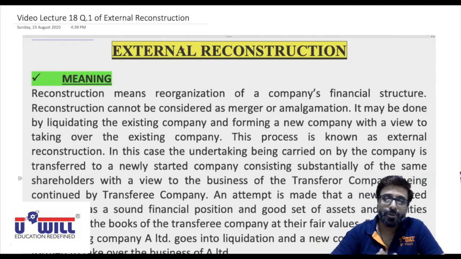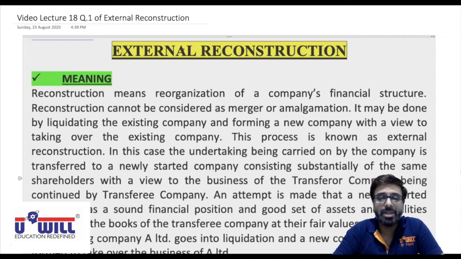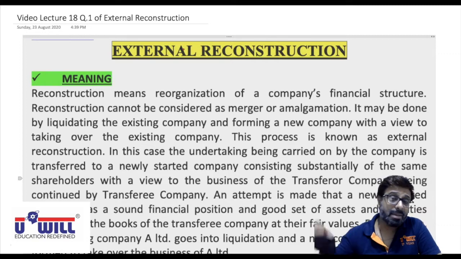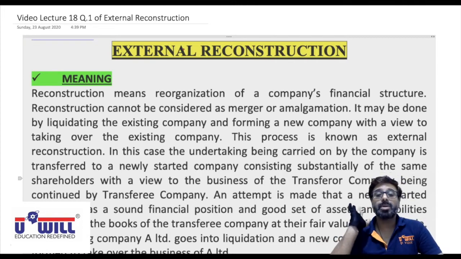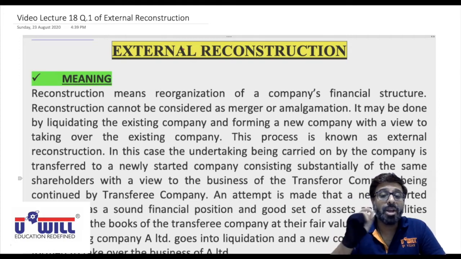Now, from accounting point of view, the accounting entries in the books of transferor company remain same. I repeat, the accounting entries in the books of transferor company remain same. Those 14, 15 entries that we have to pass remain same. And in the books of transferee company, we don't have to identify whether it is merger or purchase. It is always purchase. If it is an external reconstruction, we never have to follow the pooling of interest method. We always have to follow the purchase method of accounting.